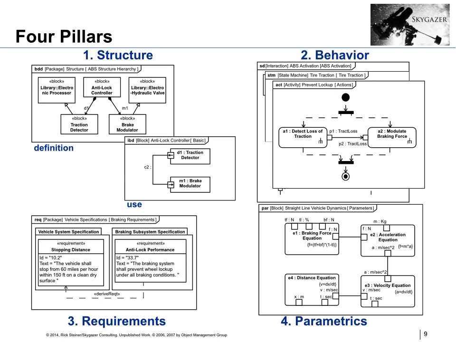of the block straight line vehicle dynamics, which is the diagram frame, and the parametric diagram includes four separate equations: E1, E2, E3, and E4. And just like we had definition and use as shown in the structural side and to some degree on activity diagrams, you now see that same principle applied here. E1 is a constraint that invokes the constraint block braking force equation. Likewise, E2 is a constraint that invokes the constraint block acceleration equation.